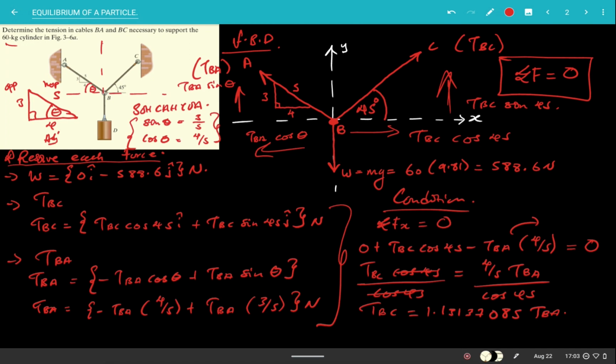It's just that the accuracy of the value you get will differ, but if you round off to a whole number, you'd find that you'll be close to the exact value. So use 3 significant figures to get a precise answer. But if you're not comfortable with that, you can always just get the entire thing. So I'll get the entire thing. TBC is equal to 1.1313708 TBA. And this will be my equation number 1.